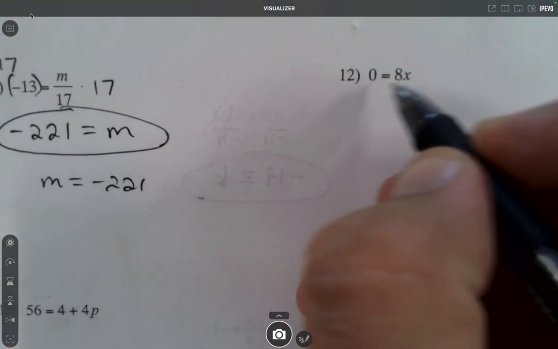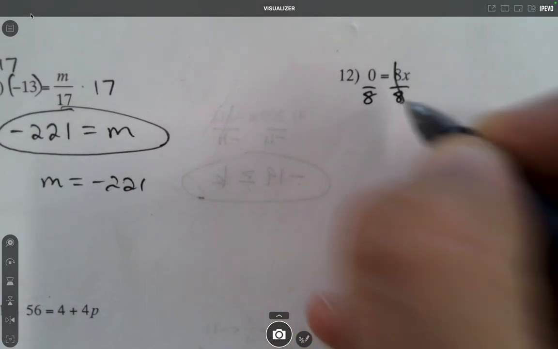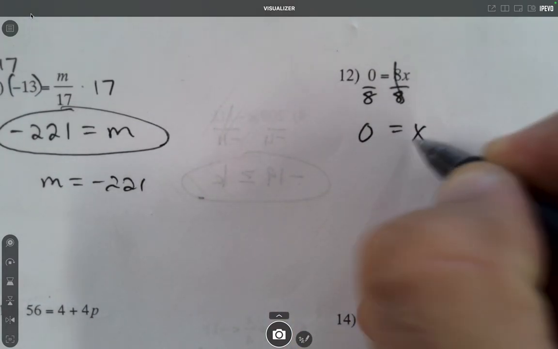X is being multiplied by 8, so doing the opposite is dividing both sides by 8. Those 8's cancel, and 0 divided by 8 is 0. So we get x equals 0.